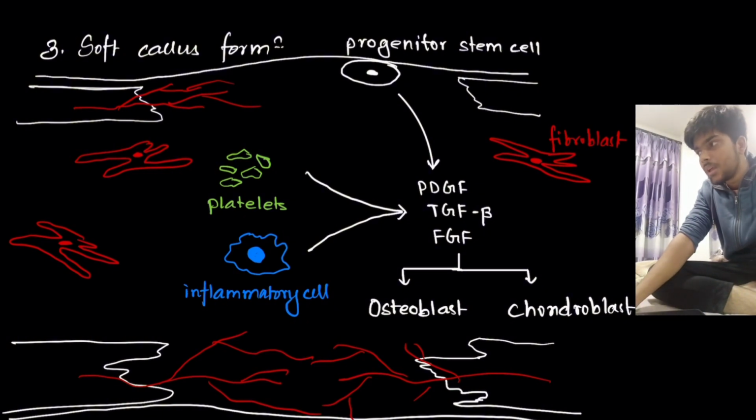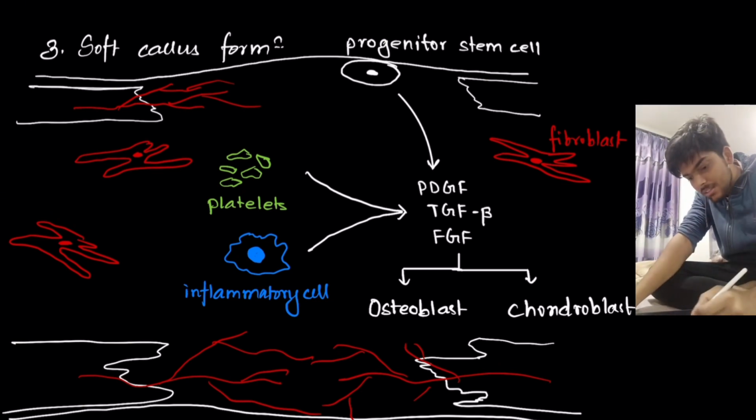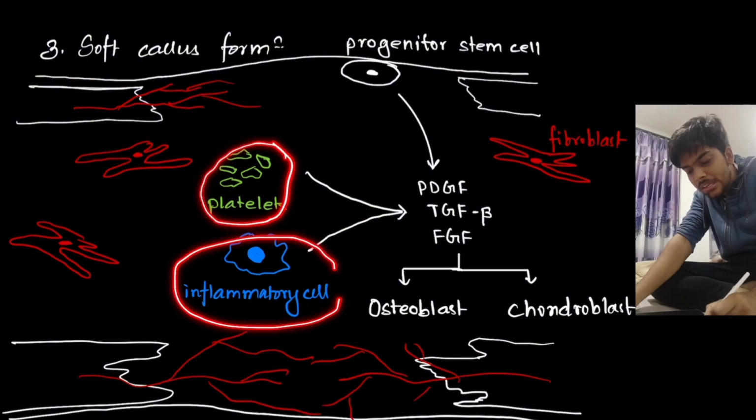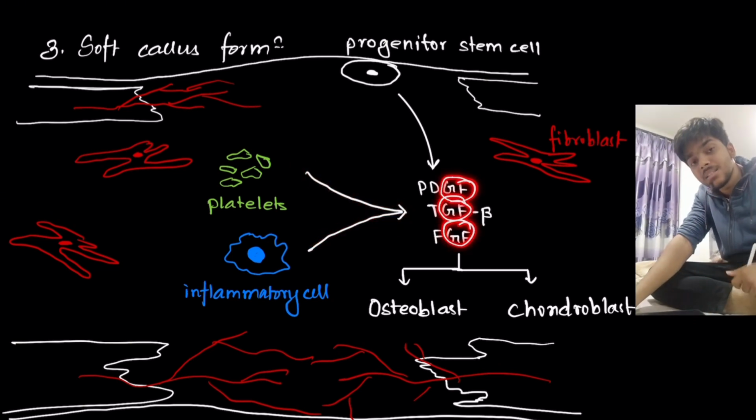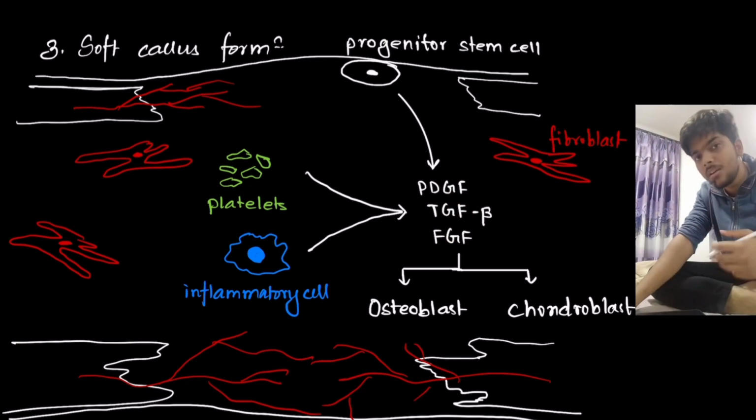And then along with that, we also had inflammatory cells that were responsible for inducing the process of inflammation. Now, the same two cells, that is the platelets and the inflammatory cells present at the site of injury, produce growth factors. These growth factors are responsible for activating stem cells present in the periosteum as well as the endosteum.